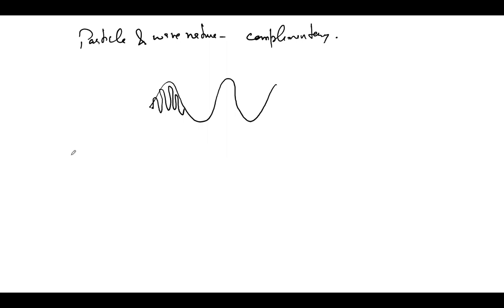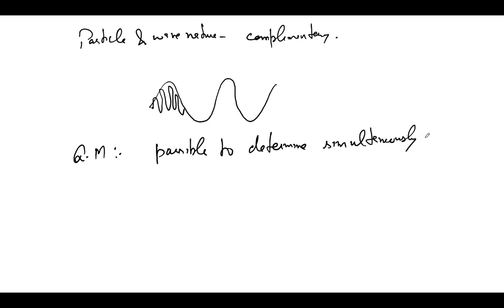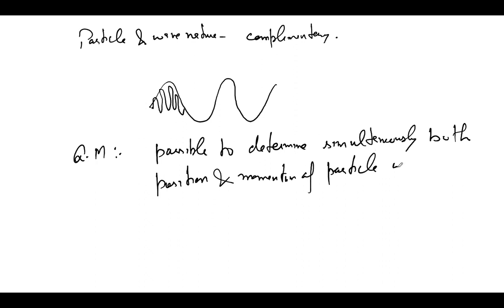So according to quantum mechanics, it is possible to determine simultaneously both the position and momentum of a particle with accuracy, while in classical mechanics it is impossible to determine the position and momentum of the particle simultaneously.